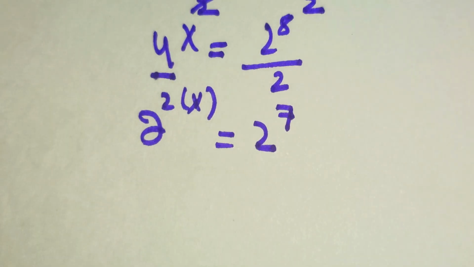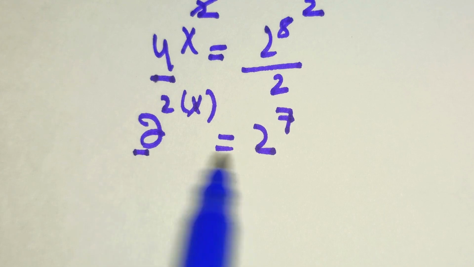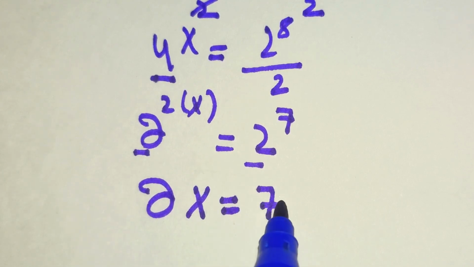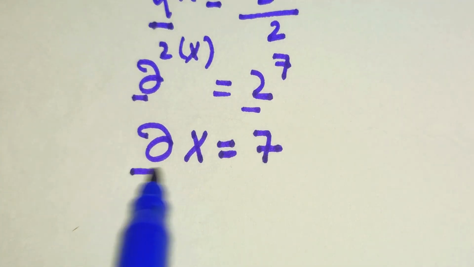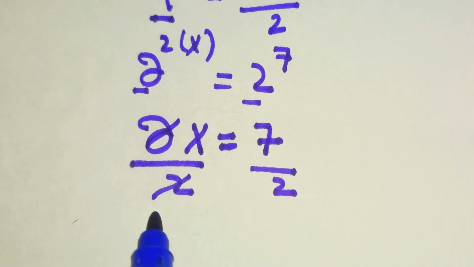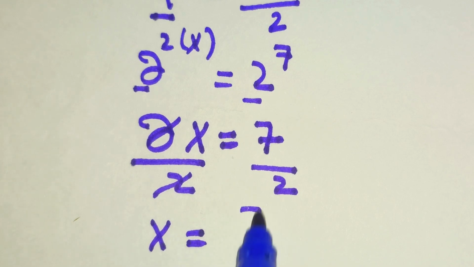Now, we know that if the bases are the same, the powers must be equal, so 2x is equal to 7. Now, divide both sides by 2, cancel this with this, and x is equal to 7 over 2 is the correct answer.